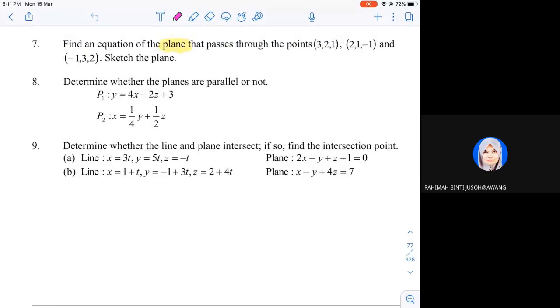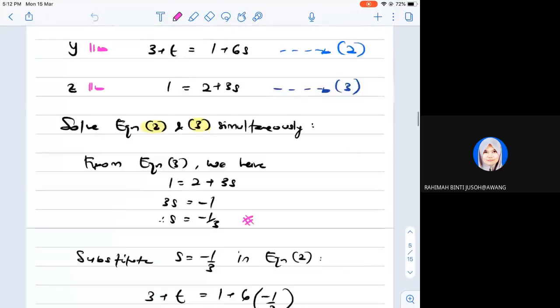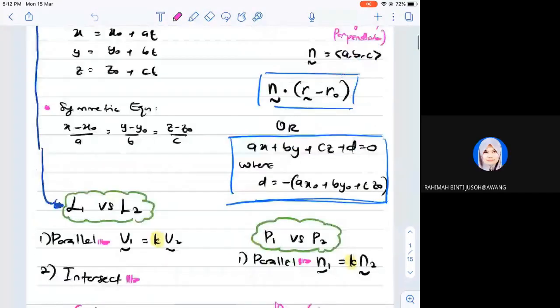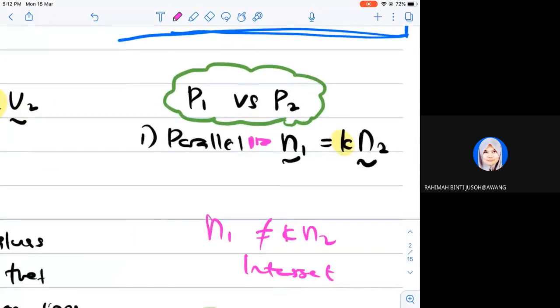Okay, jom. Determine whether the planes are parallel or not. Macam mana? Kalau planes, apa formula dia? Ingat tak tadi awal-awal tadi saya ajar? Apa dia formula dia? N equal to 0. Mana? Ini plane sayang. Planes versus plane. Ni case kita sekarang ni. Oh, sorry. Plane versus plane. So, N1 mesti sama dengan KN2 kan?